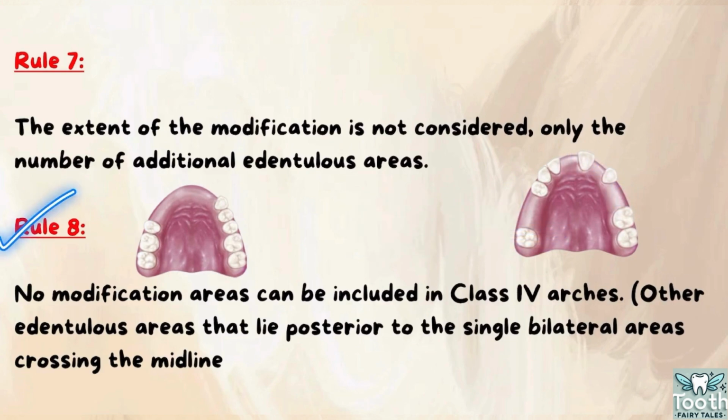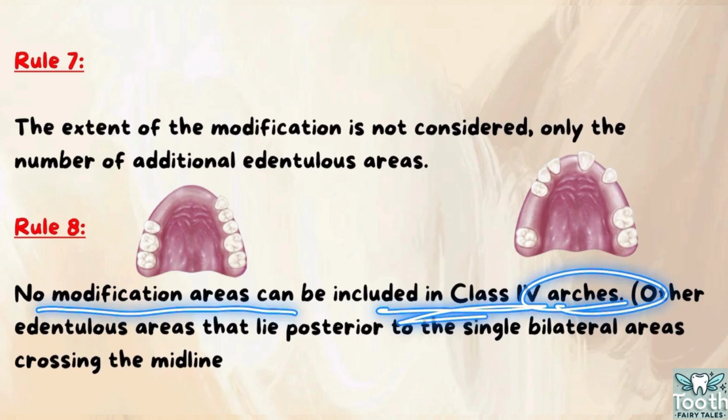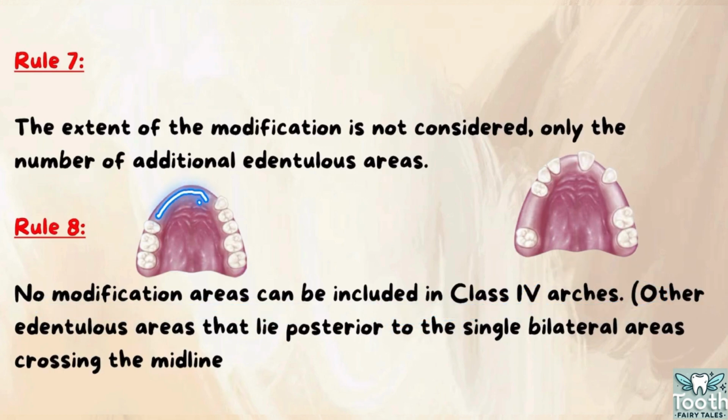Next is rule number 8. No modification areas can be included in class 4 arches. So this is a case of the class 4 arch. So there are no modifications in class 4 arches. Why? If there is any modification, it has to be present posterior to it. But this is the anterior most area and there cannot be any modification in the anterior region.